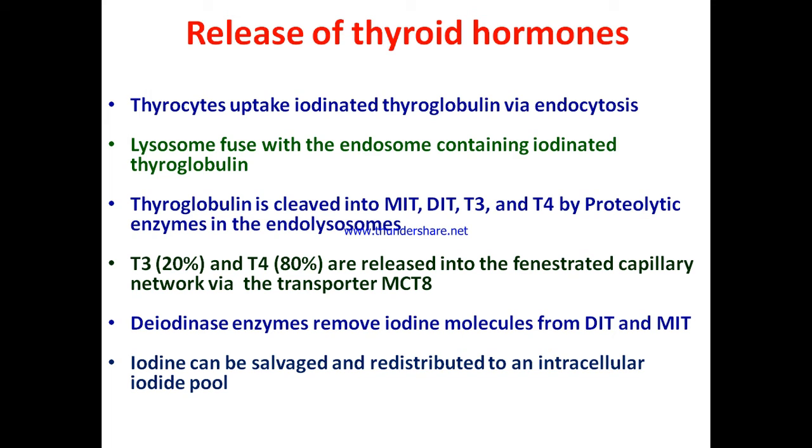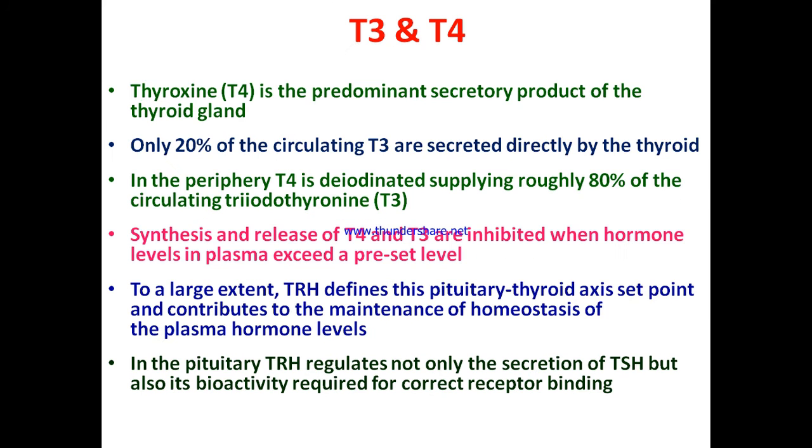The capillary has fenestrae, so the released molecules can easily enter into the capillaries. And the release is through a transporter named MCT8. DIT and MIT produced by the cleavage of thyroglobulin are now not needed, so the iodine will be removed from them by deiodinase enzymes. This removed iodine can be salvaged and redistributed to an intracellular iodine pool, so it can be reused.